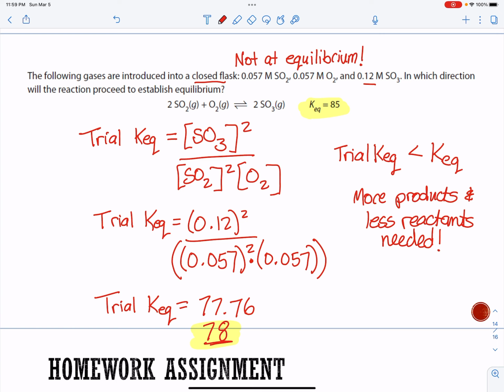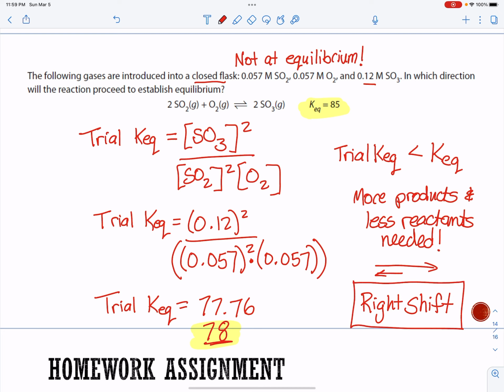And the way to make more products and less reactants is to have a scenario where my forward reaction is greater than the reverse reaction for a little while. And we get that by having a right shift. So my final answer is when those gases are introduced to a closed flask, the reaction is going to proceed to the right to establish equilibrium.